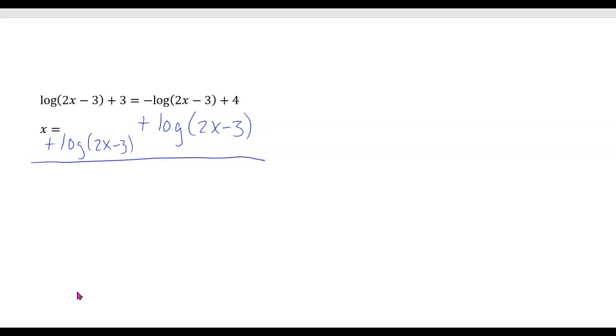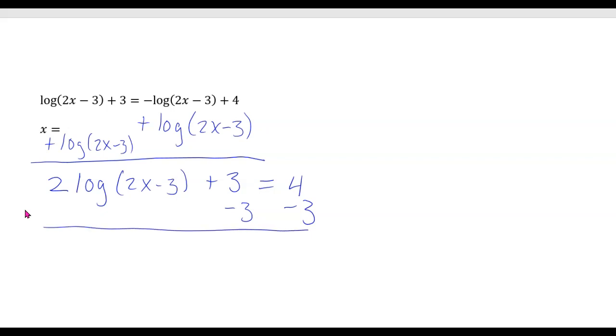When we add them to both sides, this gives us 2 of the logs with a 2x minus 3 on it. Then we have the plus 3 equals a 4. Our next step would be to get the constants together by subtracting the 3 from both sides, which will give me now the equation that 2 log of 2x minus 3 is equal to 1.